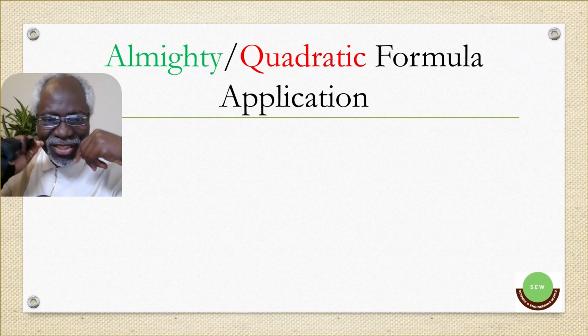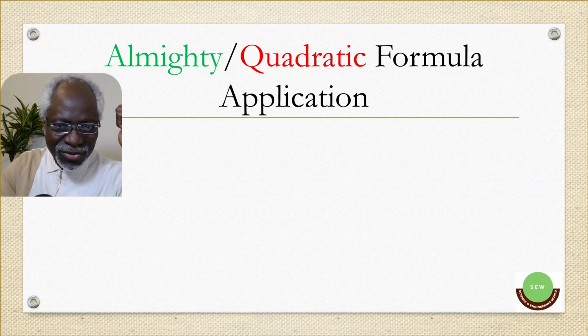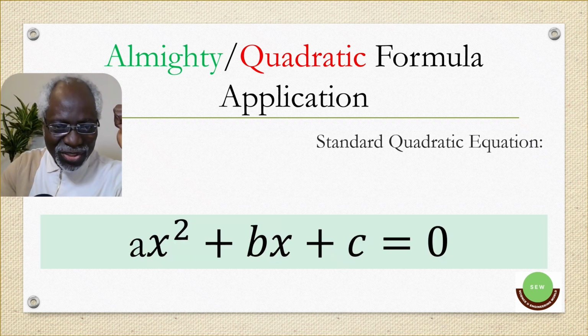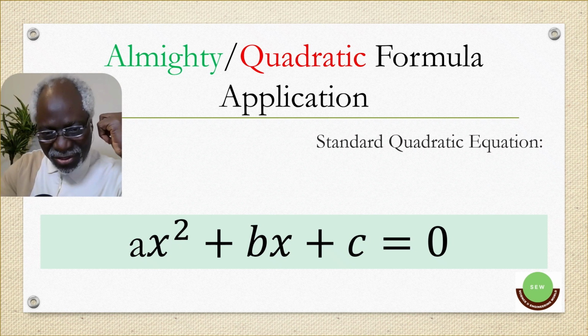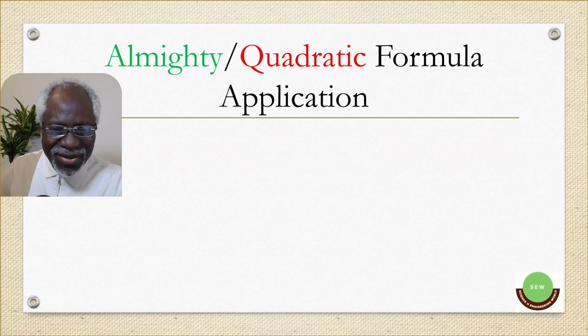Like I said in the introduction above, we started with the completing the square method using this standard equation ax squared plus bx plus c equals 0. Watch that video, it is very important because at the end of the derivation, we came up with this wonderful formula. This wonderful formula, known to some people as the almighty formula, is often called the quadratic formula.